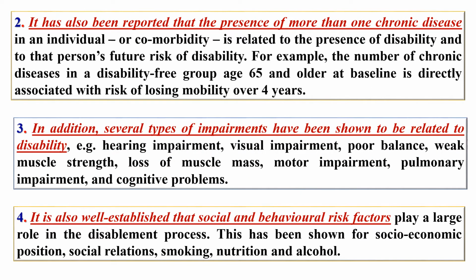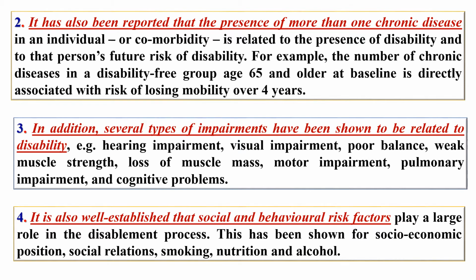Second, it has also been reported that the presence of more than one chronic disease in an individual, or comorbidity, is related to the presence of disability and to that person's future risk of disability. For example, the number of chronic diseases in a disability-free group aged 65 and older at baseline is directly associated with risk of losing mobility over 4 years.